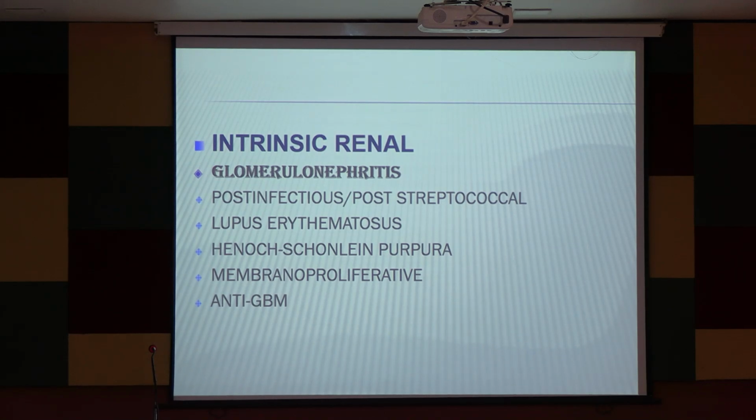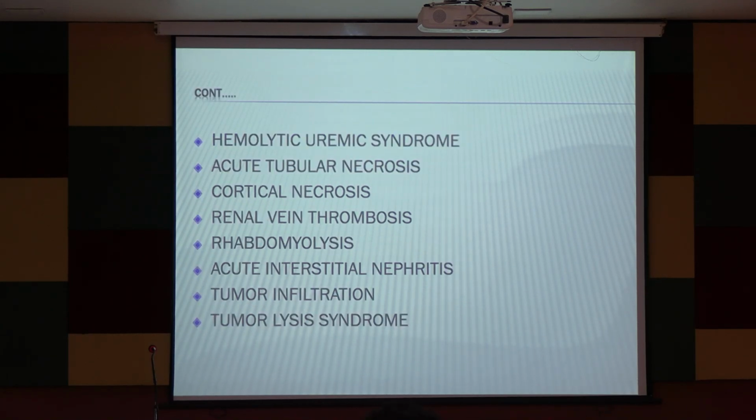Intrinsic causes: post-streptococcal or post-infectious, lupus (SLE), HSP, membranoproliferative, or anti-GBM. There are many causes affecting the glomerulus or the interstitial space that cause the intrinsic causes of acute renal failure. Henoch-Schonlein purpura: there are purpuric spots over the extensor surface of the lower limb, mainly the lower limb, affecting the kidney and presenting with hypertension, pain abdomen, blood in stool. That is the presentation of HSP. Membranoproliferative disease, anti-GBM. There are so many intrinsic causes of acute kidney injury.